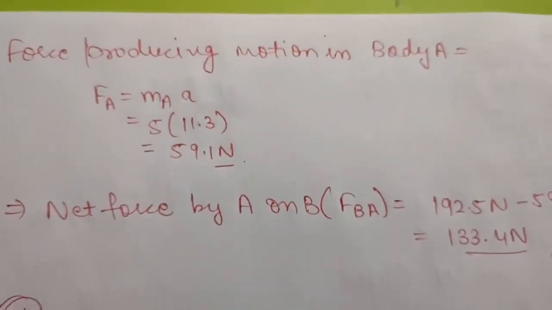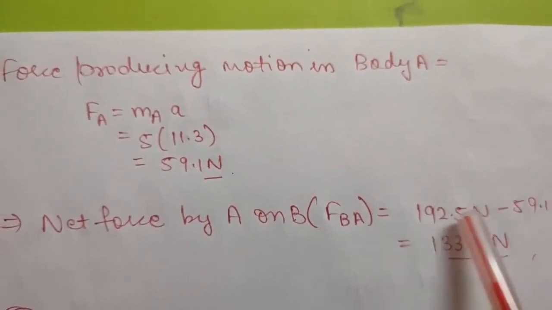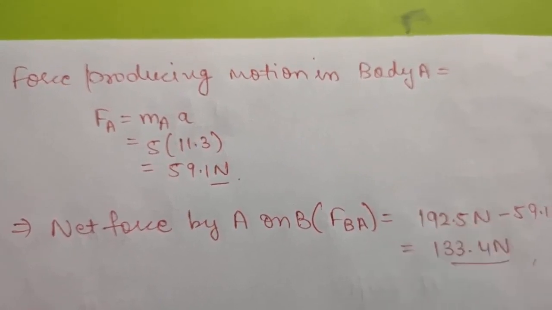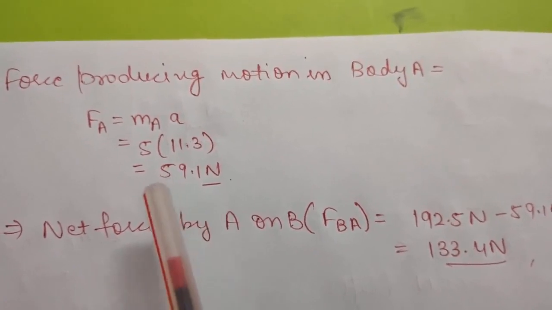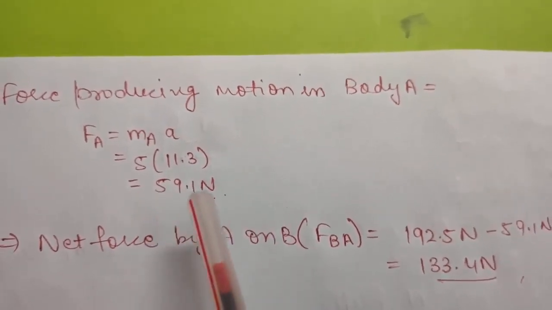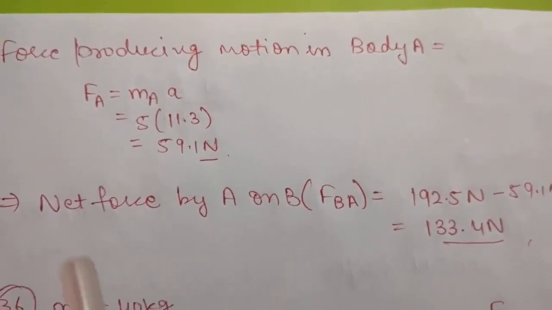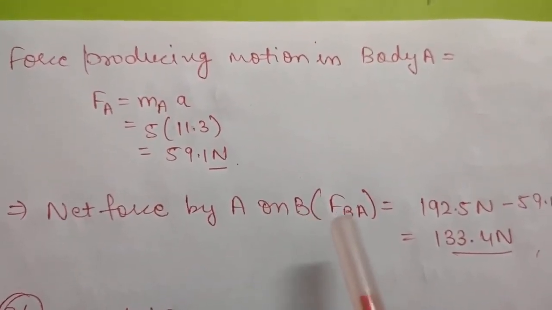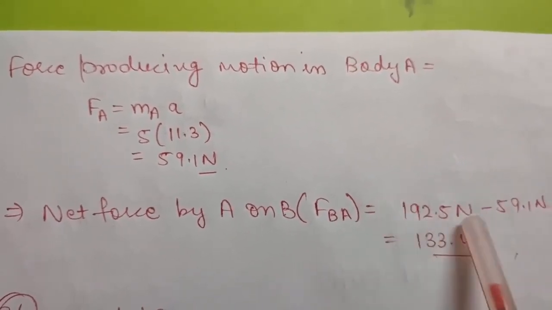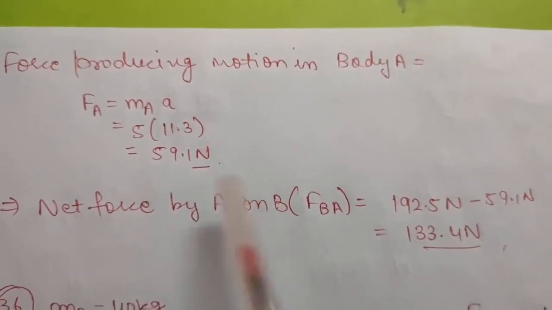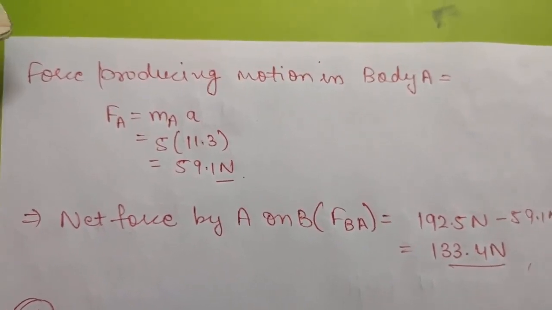Okay, so when the partition was there, the action reaction force was 192.5 Newton. But now when the partition is removed, there is a force producing motion in body A which is 59.1 Newton. So now when the partition is removed, net force by A on B, that is FBA, will be equal to the initial action reaction force minus this one, 59.1. So the answer will be 133.4 Newton.